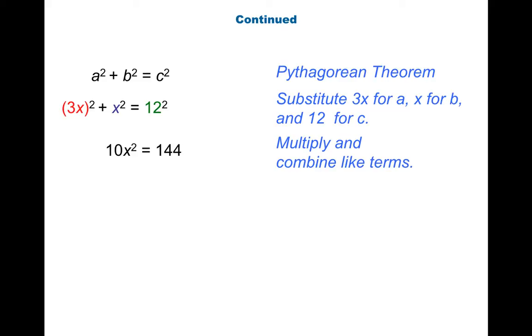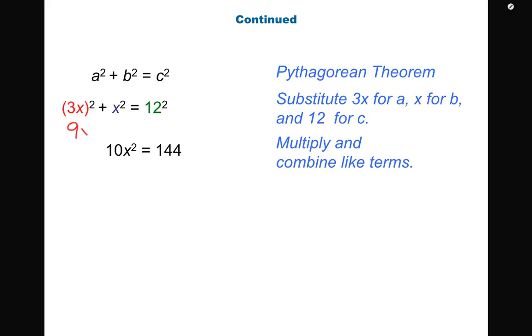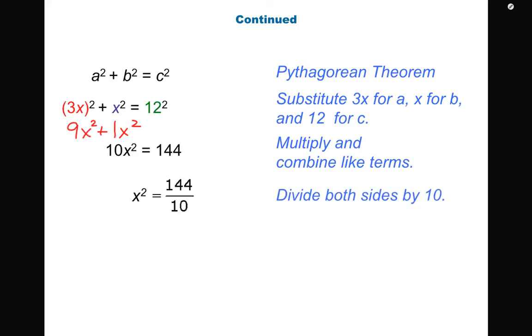Where did I get that? Well, when I multiplied the 3x and squared it, that's 9x squared, plus 1 more x squared. That's where I'm getting the 10x squared. Okay, divide each side by 10. That's really going to be 14.4.